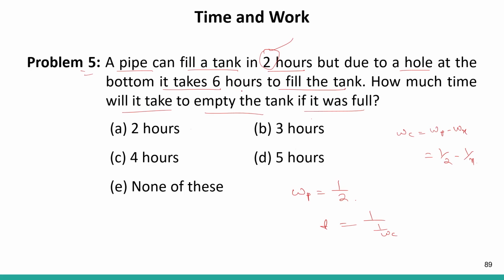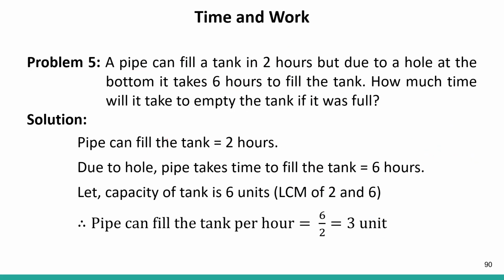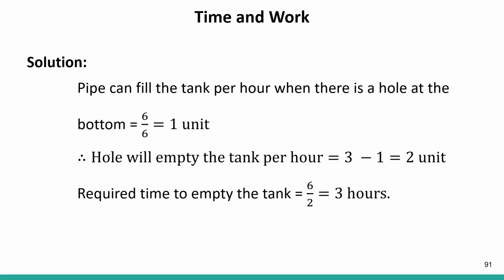So let's see the step-by-step solution. The pipe can fill the tank in 2 hours. Due to the hole, the pipe takes 6 hours to fill. So the capacity of the tank is 6 units, the LCM of 2 and 6. 6 by 2 is equal to 3 units, so the pipe fills the tank per hour 3 units. With the hole at the bottom, the tank fills per hour 6 by 6, which is 1 unit. So the hole will empty the tank per hour 2 units. So the required time to empty the tank is 6 by 2, which is 3 hours.